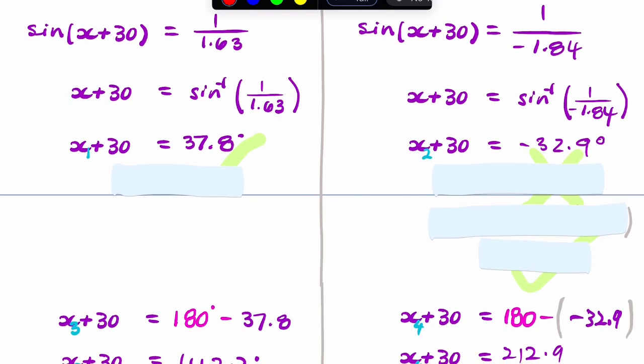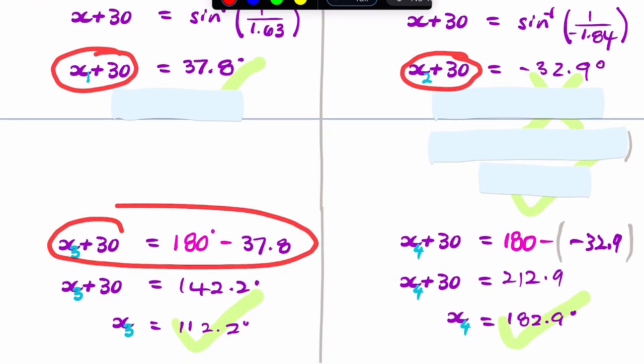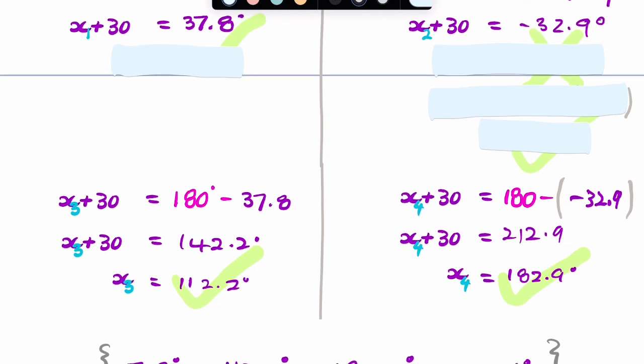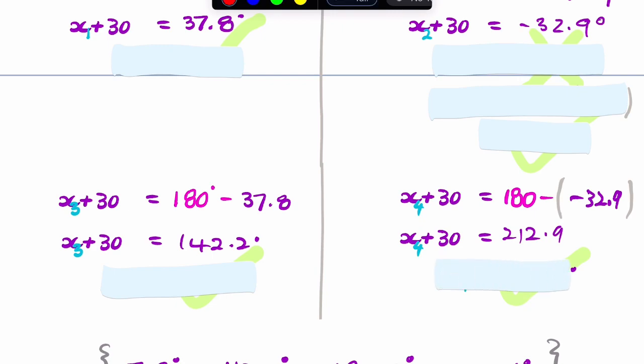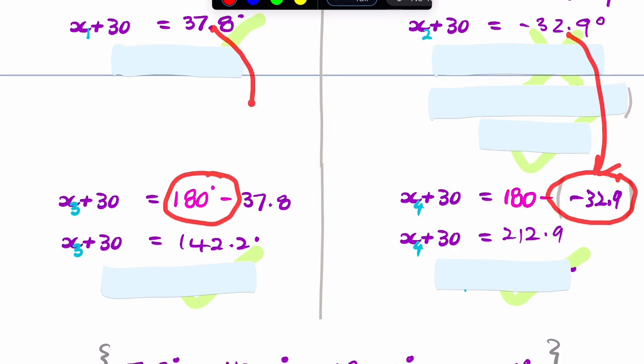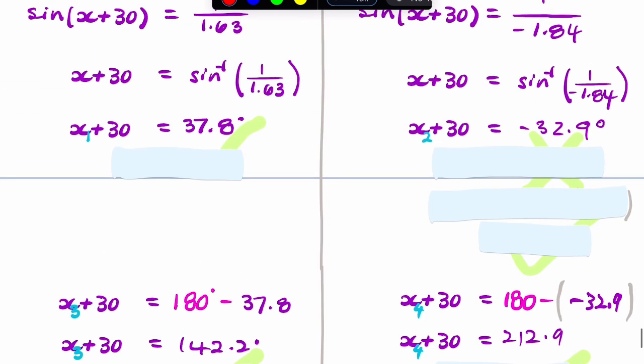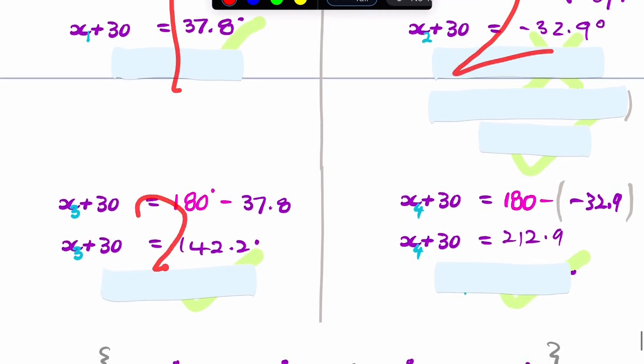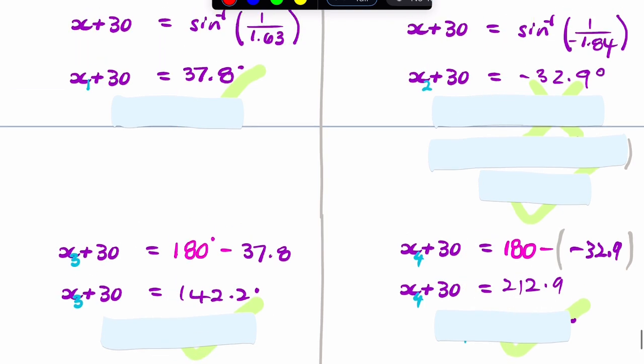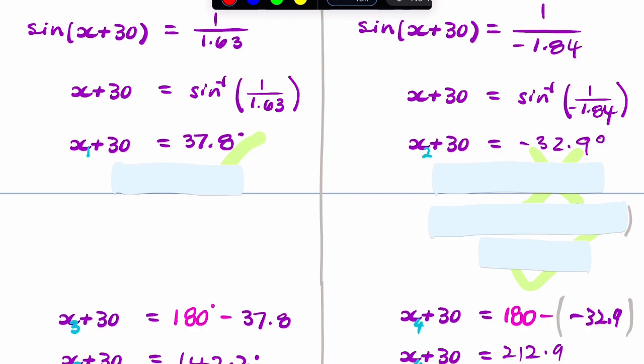So the next thing you do is say if that's x1 plus 30 and that's x2 plus 30, you need to find the next set, x3 and x4. And you do that, because it's a sine, you subtract the number you just found from 180. So that'll give you x3 plus 30 and x4 plus 30. So now we found all four. So 1, 2, 3, 4. Now what we need to do is subtract 30.